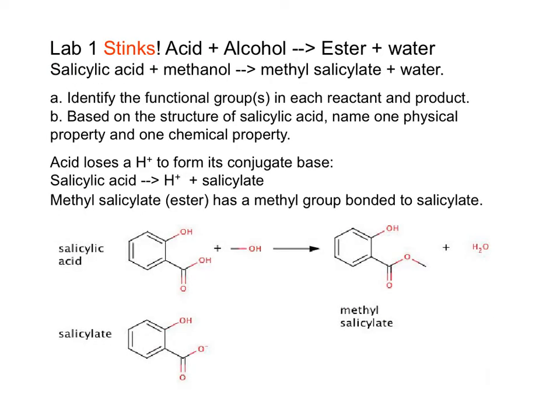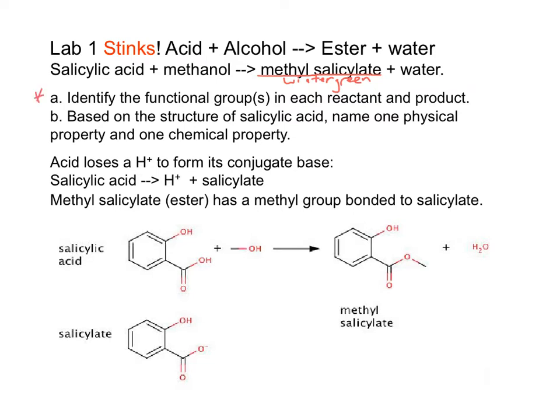Some esters have distinctive smells. For example, methyl salicylate smells like wintergreen. An ester is made by reacting an organic acid with an alcohol. To make methyl salicylate, salicylic acid reacts with methanol. Let's practice identifying functional groups and relating structure to properties.